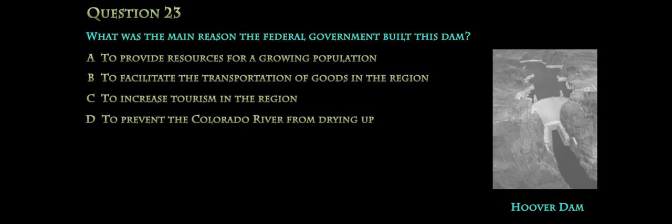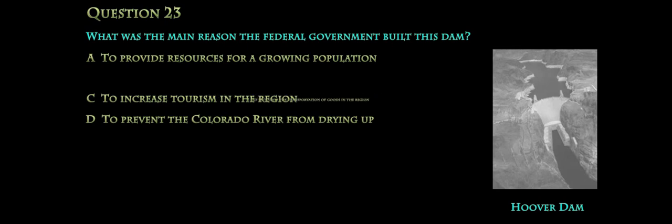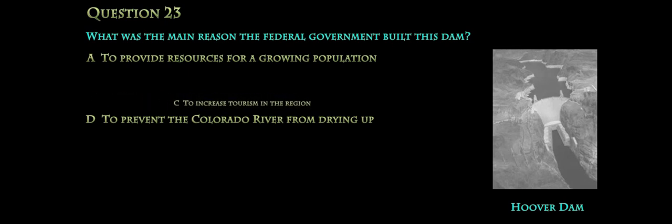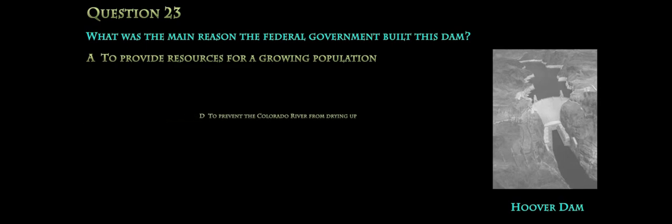Question 23. What was the best reason for building the Hoover Dam? A. Did it provide resources for a growing population? Yes, it was a major source of water and electricity. B. Did it facilitate transportation? No, there was no significant transportation benefit. C. Did tourism increase because of the dam? No, not significantly. D. Did it prevent the Colorado River from drying up? No, it just conserved its water. A is the best answer.